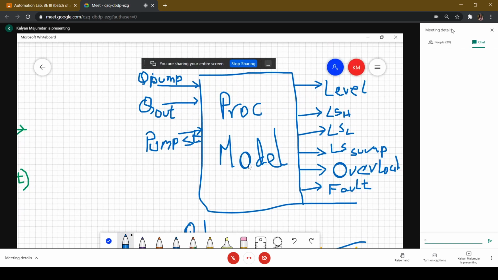Okay, so this is what you're trying to implement, this box. You have implemented the tank using that integrator. Now, how do you implement the output of the level switch high? How do you implement the output of the level switch low? How do I implement this level? Level is an analog output, which is a direct measure of the liquid level inside this tank. How do I implement this overload condition of the pump? How do I implement the fault condition of the pump and all that? So that is what we're trying to discuss.